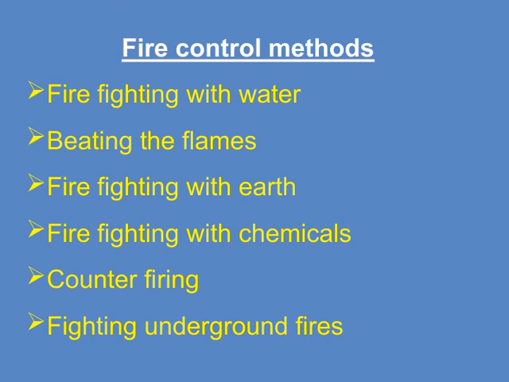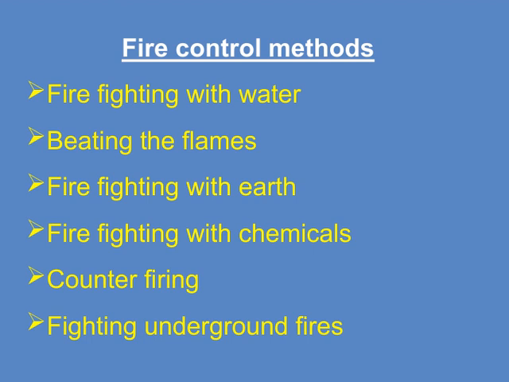Moving on to firefighting with earth, this method is typically used in wildfires or large outdoor fires. Covering the fire with soil or earth helps cut off the oxygen supply, effectively smothering the flames and preventing reignition. Firefighting with chemicals involves using agents like foam, dry chemicals, or specialized suppressants. These chemicals interrupt the chemical reactions of the fire or create a barrier, making them highly effective for certain types of fires, especially flammable liquids.